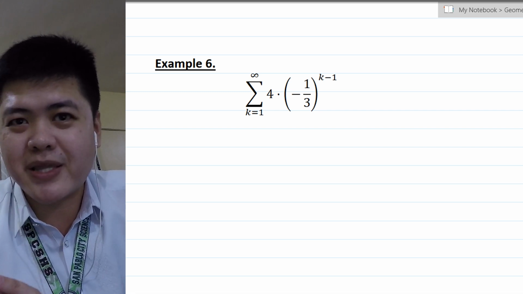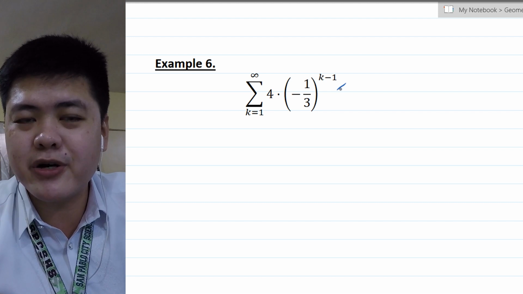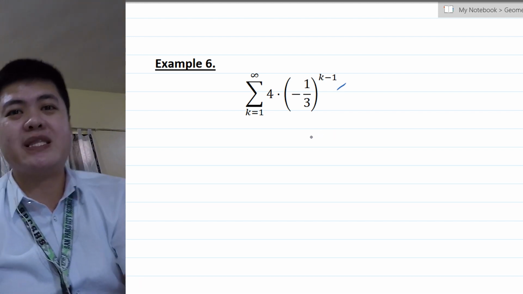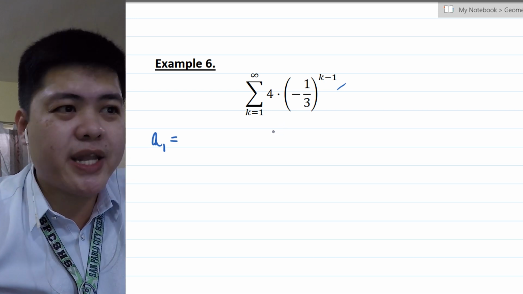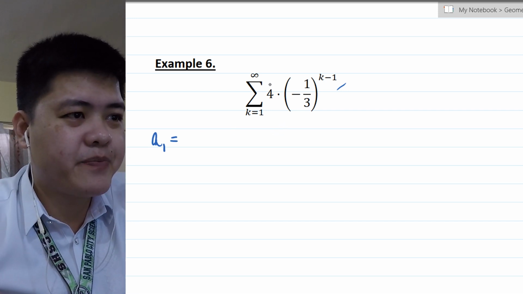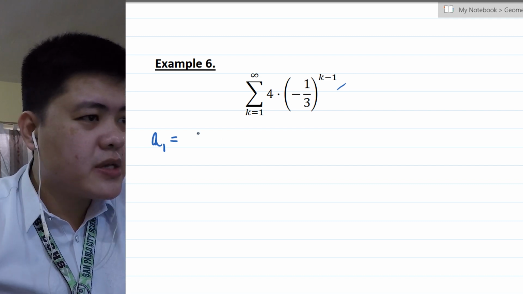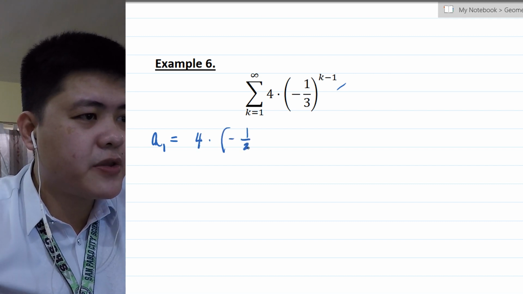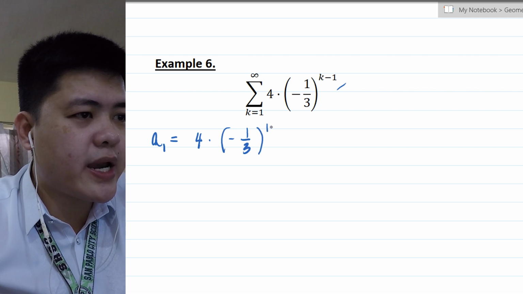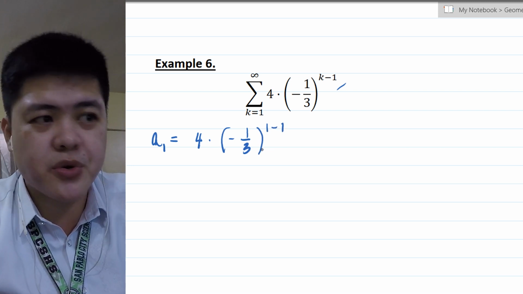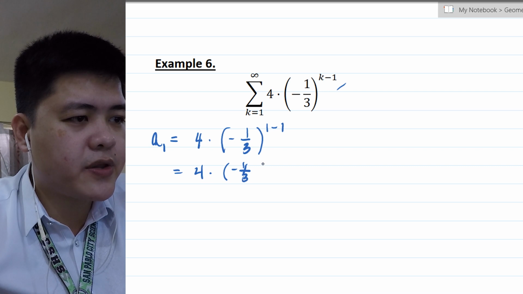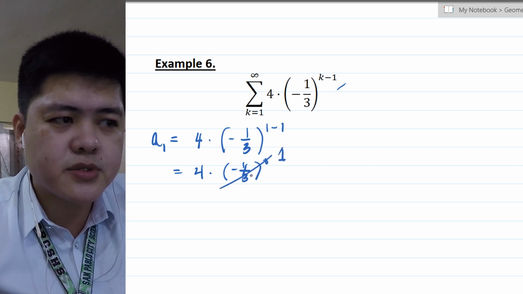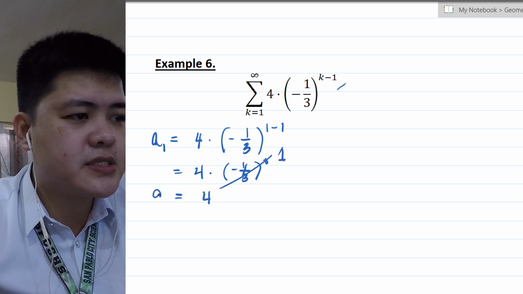Pero alam natin na geometric series to kasi exponent yung variable. So let's first check what is a sub 1. For your a sub 1, substitute lang natin yung 1 sa lahat ng k dito sa 4 times negative 1/3. So we have 4 times negative 1/3 raised to 1 minus 1, which is 0. So magiging 4 times negative 1/3 raised to 0, which is 1. So therefore, your first term is 4.